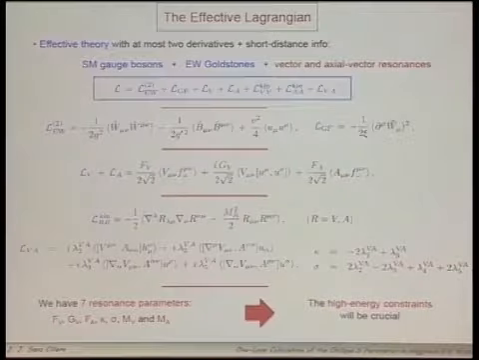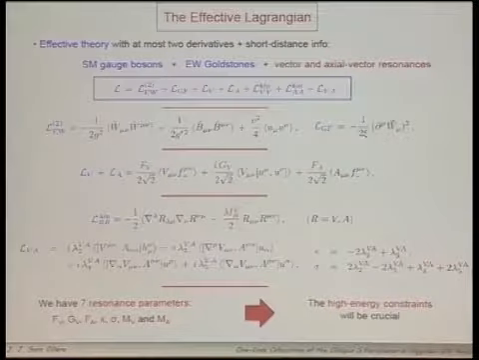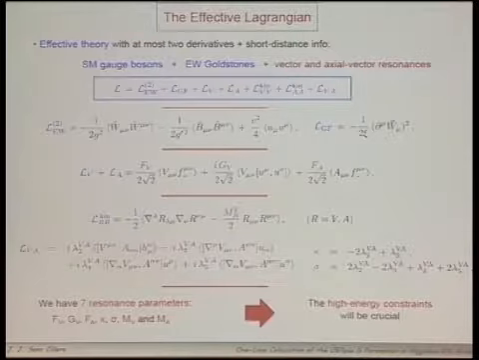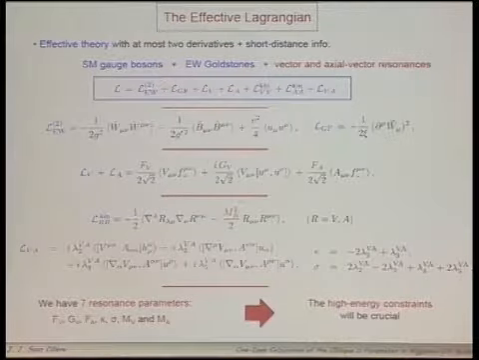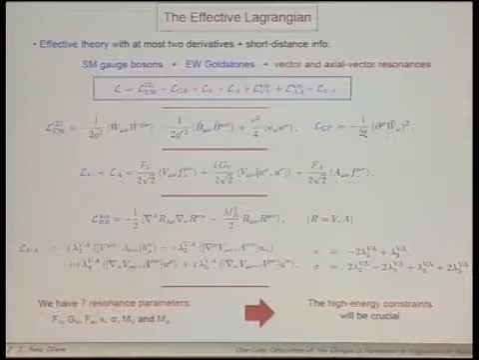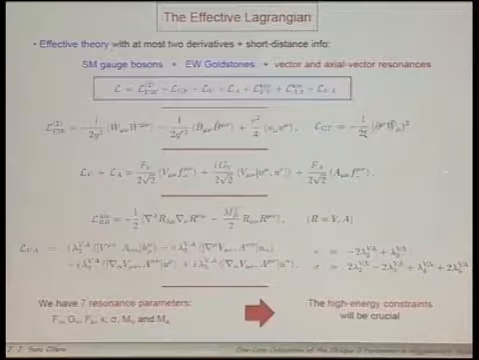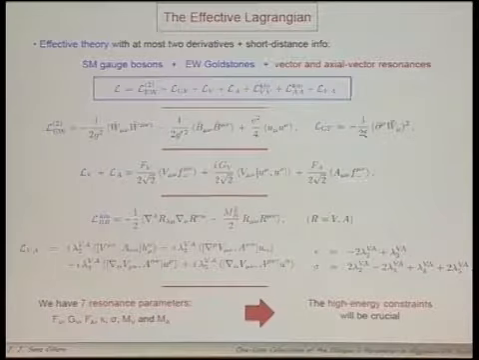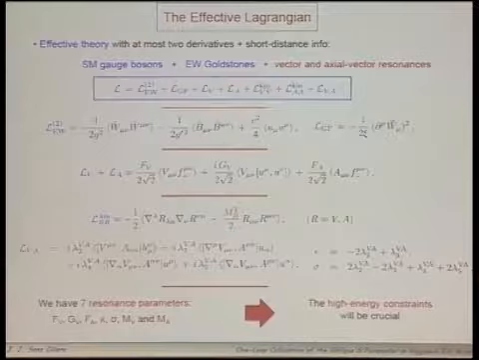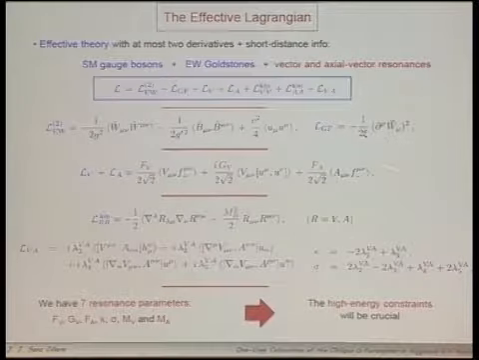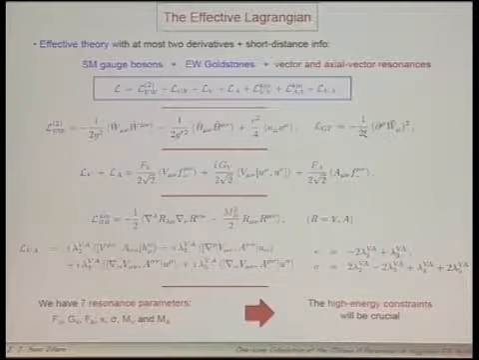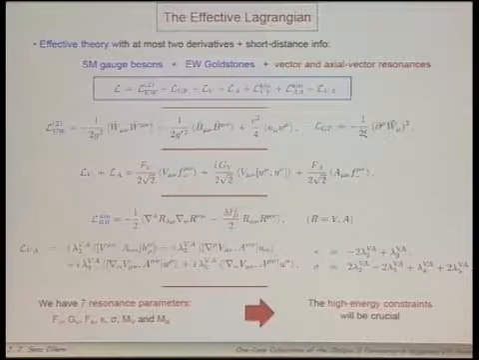And thus we construct our effective field theory with at most two derivatives, and later we will add some further short distance information, where we include the standard model gauge bosons, the Goldstones, and the first vector and axial vector resonances. Okay, then we have operators without resonances, the general set of operators with one resonance field, and also operators with two resonance fields.